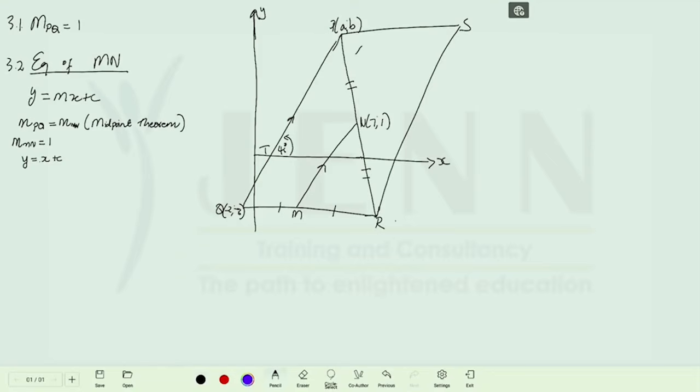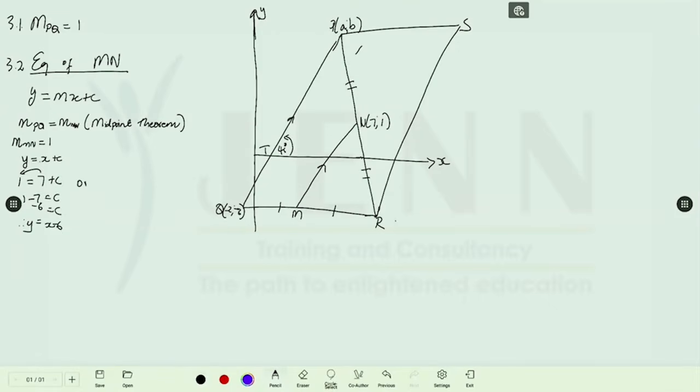So we are having point N, which lies on our line MN. 7 represents the x coordinate, 1 represents the y coordinate. So we are going to have 1 equals 7 plus c. We want c, not 7 plus c. So what are we going to do? We are going to transpose 7. The moment we transpose our 7, before it is positive, it becomes negative. Then the value of c will be 1 minus 7, which gives us -6. Therefore, our equation of MN will be y equals x minus 6.